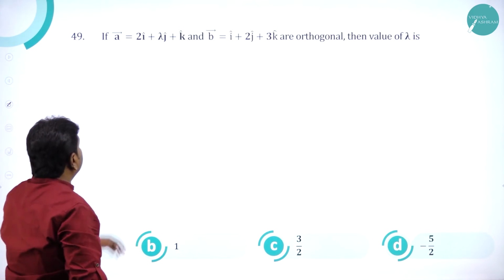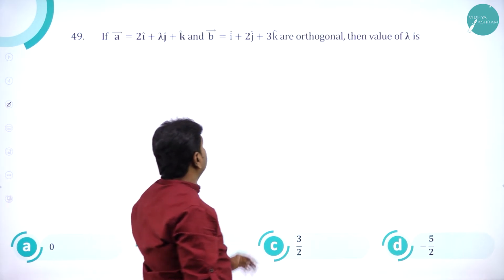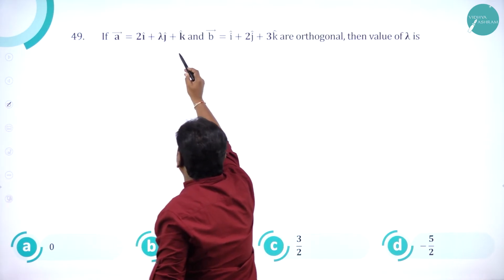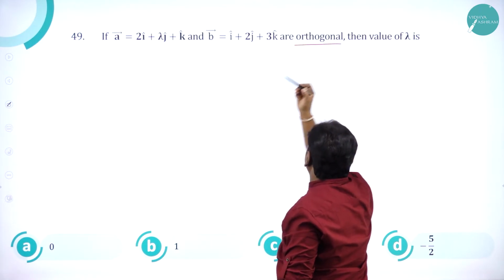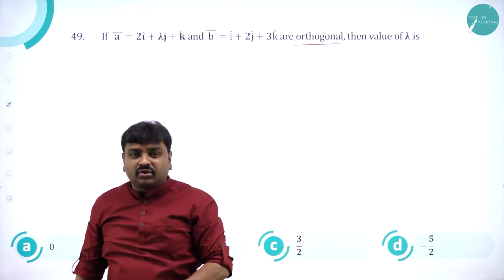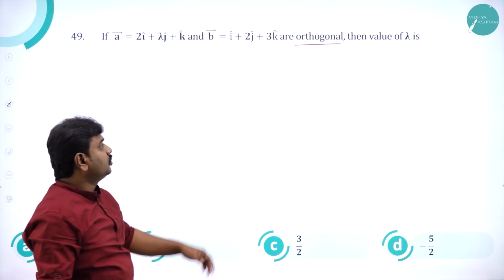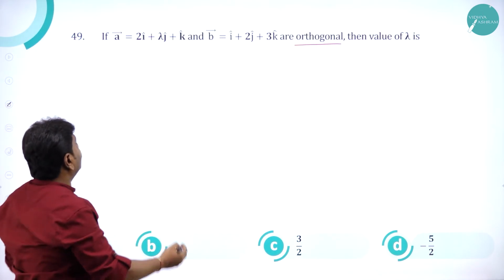Next, vector A they give, vector B they give. Vector A is 2i cap plus lambda j cap plus k cap, and vector B is i cap plus 2j cap plus 3k cap. They told us they are orthogonal. If two vectors are orthogonal, then their dot product is 0. So, use that concept and get the value of the unknown.